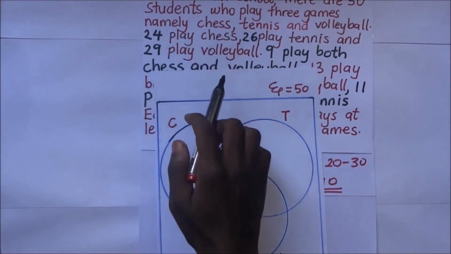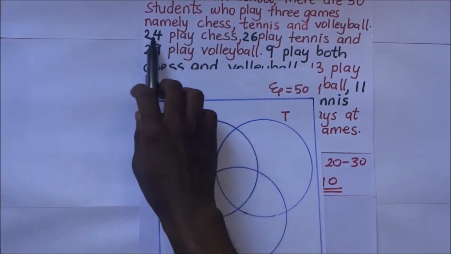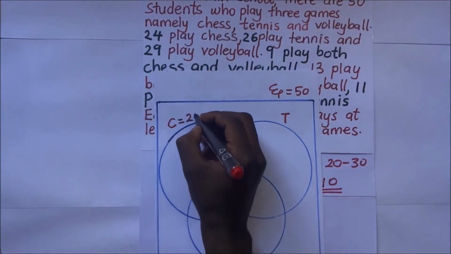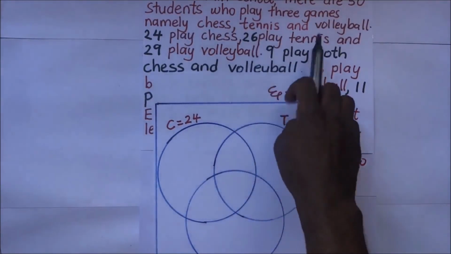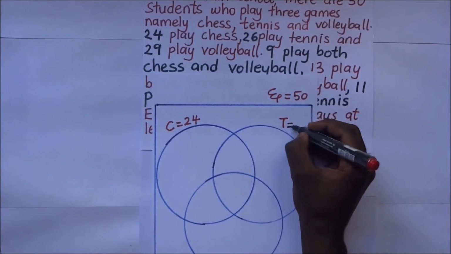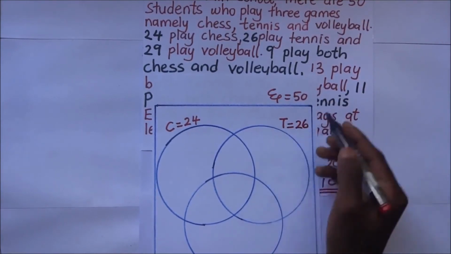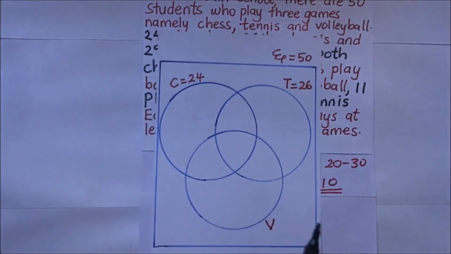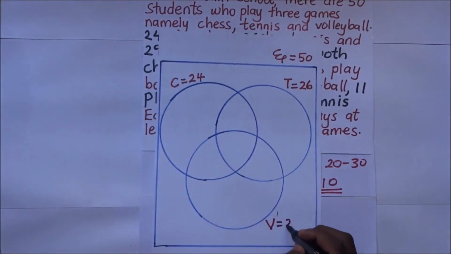24 play chess. When they say 24 play chess, it means that the total number of people playing chess is 24. Then 26 play tennis, so those who play tennis are 26. We put it up there. And 29 play volleyball, so those who play volleyball are 29.